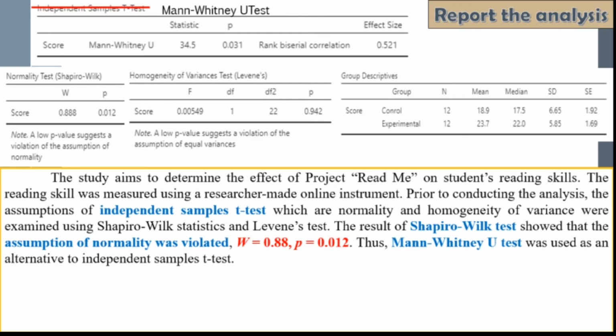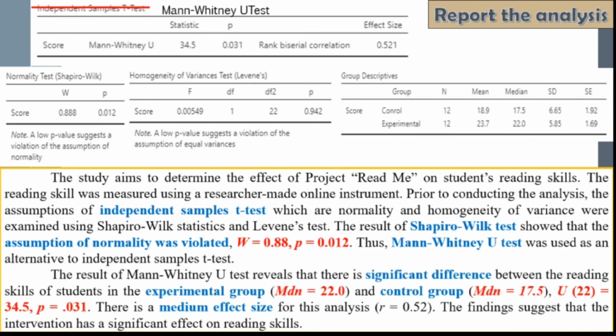The study aims to determine the effect of Project ReadMe on students' reading skills. The reading skill was measured using a researcher-made online instrument. Prior to conducting the analysis, the assumptions of independent samples t-test, normality and homogeneity of variance, were examined using Shapiro-Wilk statistics and Levene's test. The result of Shapiro-Wilk test showed that the assumption of normality was violated, represented by the given values. Thus, Mann-Whitney U-test was used as an alternative to independent samples t-test.